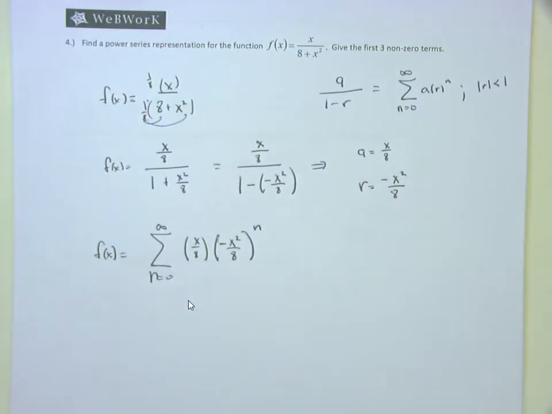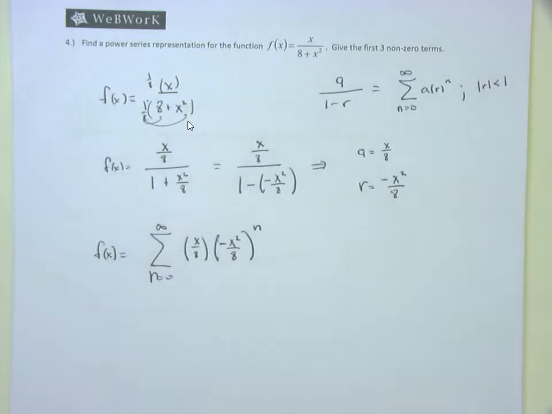This is your power series representation for this function, f of x equals x over 8 plus x squared. Two problems with this. First problem is this thing doesn't look nice. So algebraically, we got to clean this thing up. Second thing is, you got to tell me what the interval of convergence is, for whichever x's I can plug into this thing to make this thing converge.